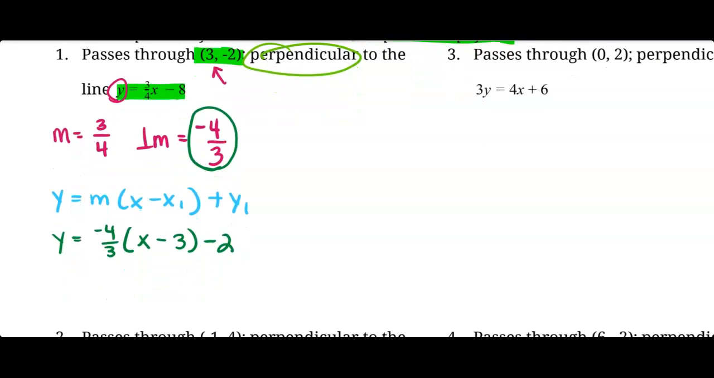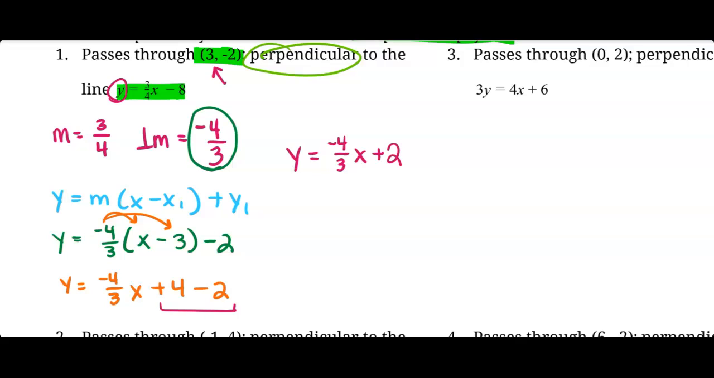Since we said at the beginning we wanted slope-intercept form, we are going to distribute. So we're going to get y equals -4/3x. And then -4 times -3 is +12, divided by 3 gives us a +4, minus 2. Then we combine our like terms. So we get that y is equal to -4/3x plus 2.